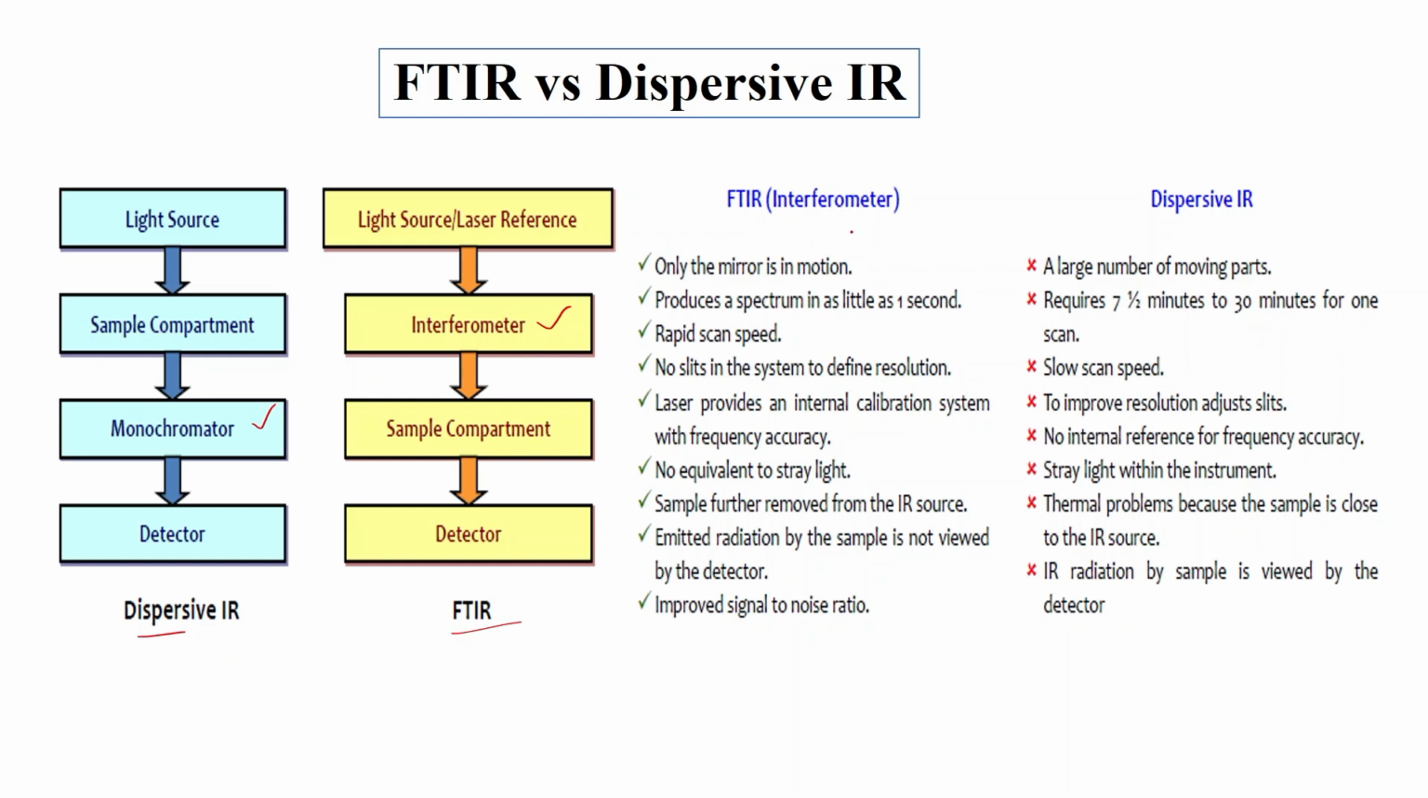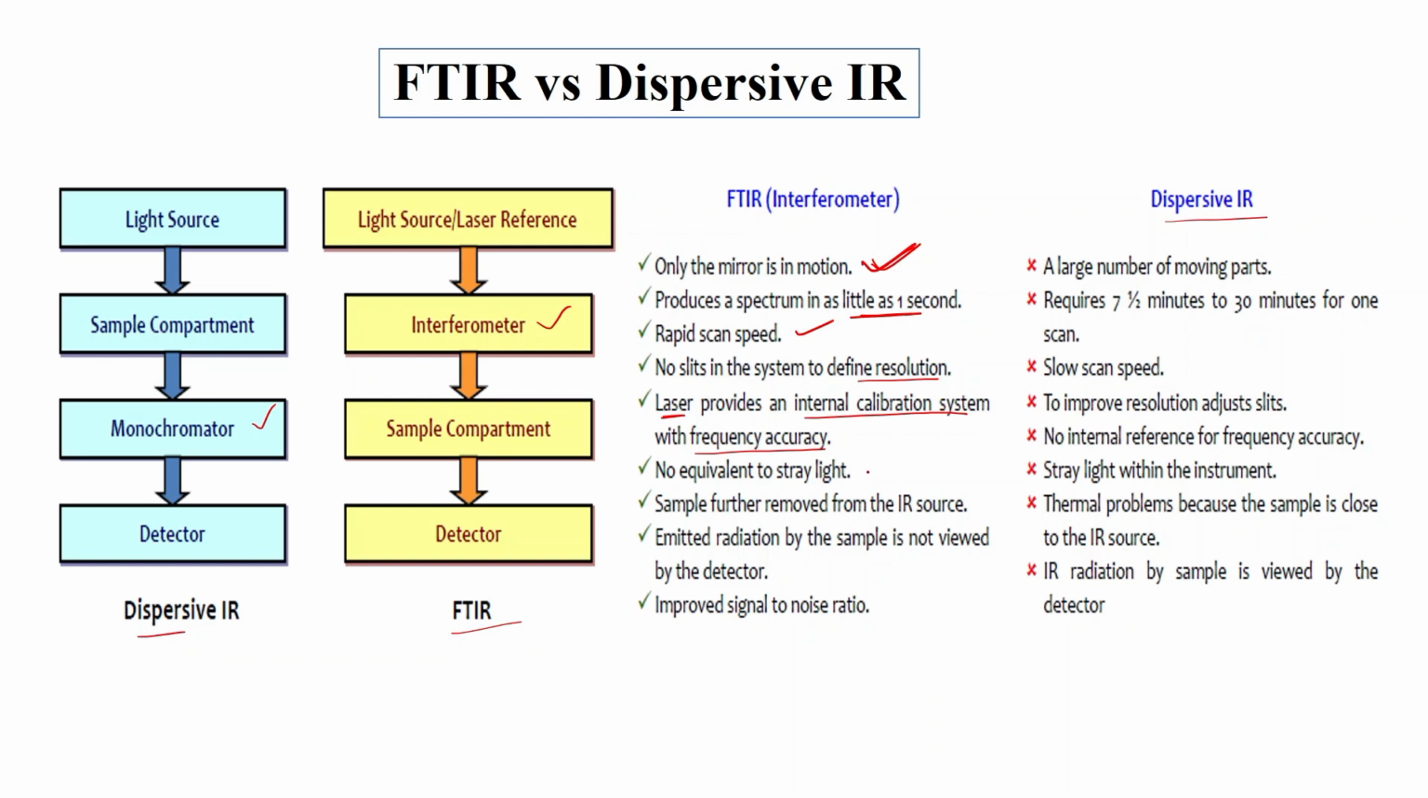So if we compare FTIR versus dispersive IR, in FTIR interferometer we have only one mirror in motion, and it produces a spectrum in as little as 1 second. That is, fast scans, rapid scan speed, and no slits in the system to define resolution. In dispersive IR, the monochromator makes use of slits to define resolution, but here no slits are there. And a laser is there to provide an internal calibration system for frequency accuracy, that is to check the wavelength accuracy and also to align the IR radiation to the detector.